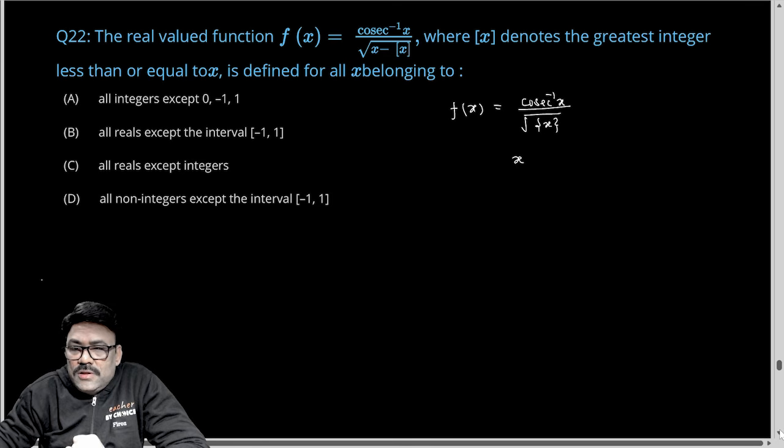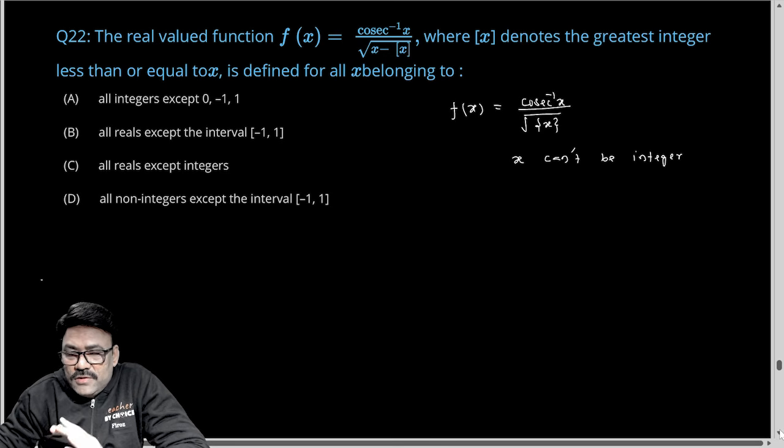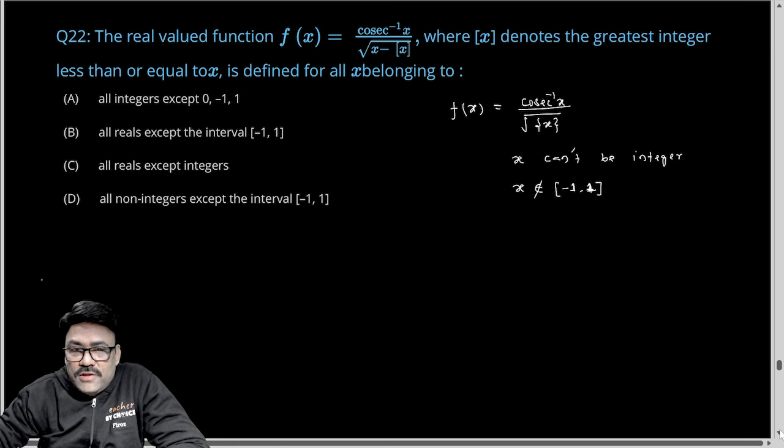X can't be integer. Why x cannot be integer? Because if I take x integer, then the denominator will become 0. Fractional part of an integer is 0. So the function is not defined when x is an integer. One more thing, cosecant inverse x is not defined between minus 1 and 1. So hence x should not lie in the interval minus 1 to 1. In fact, minus 1 and 1 are also not in the domain, because at 1 and minus 1, integral points, the function is not defined.